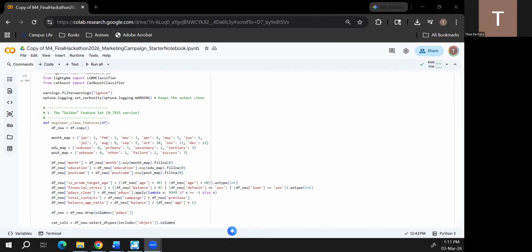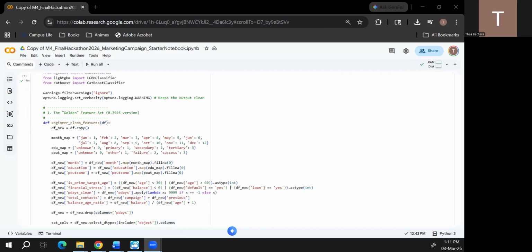Submissions for this project are evaluated using the ROC-AUC metric. Because term deposit subscriptions are highly imbalanced, optimizing for ROC-AUC forced me to focus on the model's ability to rank probabilities correctly rather than just chasing a misleading raw accuracy score.